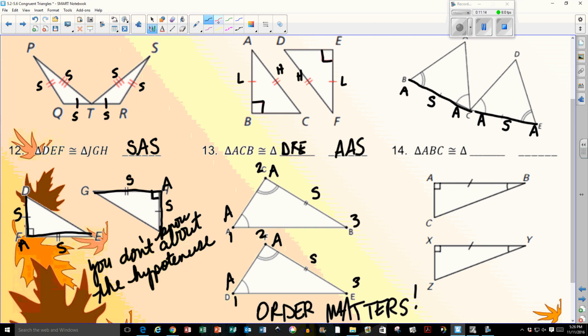Order matters. All right, so here, it's a right triangle, but again, I don't know anything about the hypotenuse, so don't worry about hypotenuse leg. This right angle goes with this right angle. This side goes with this side, and this angle goes with this angle. So these two are congruent by angle, side, angle. So 1, 2, 3, 1, 2, 3. So X, Z, Y. Order matters.